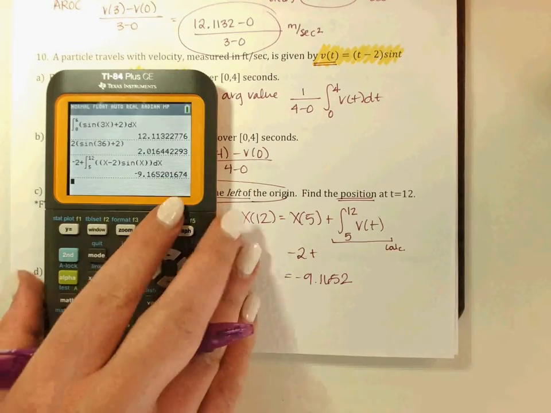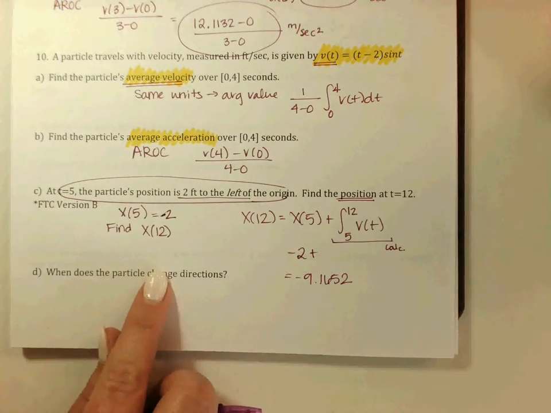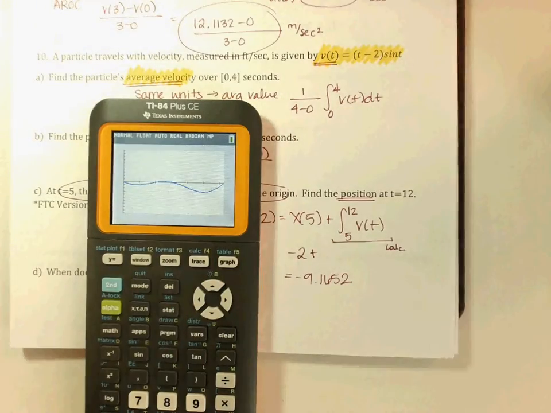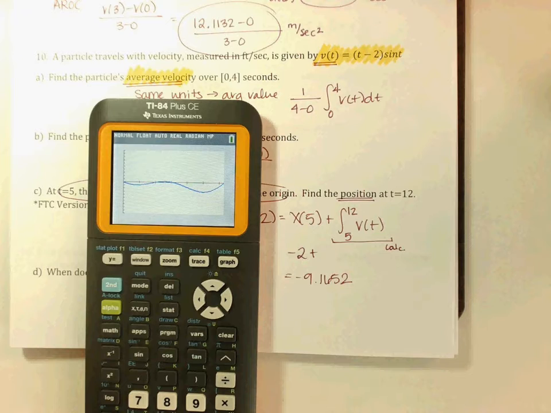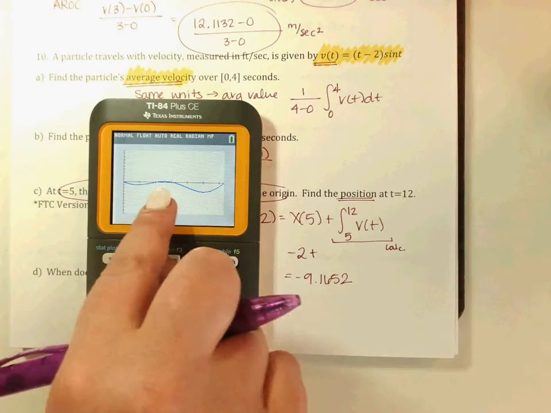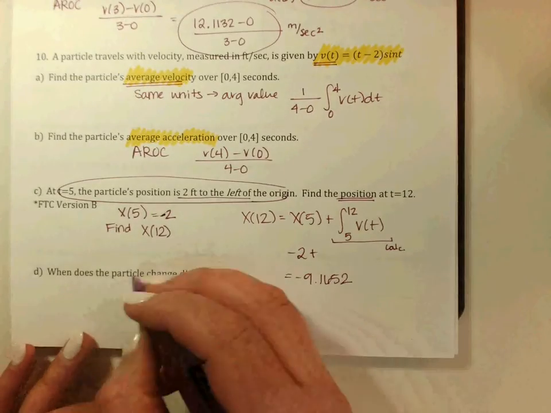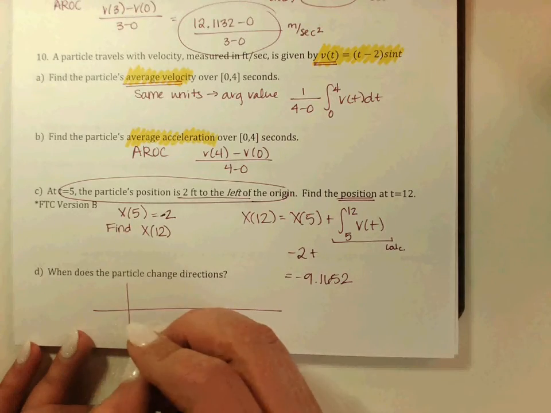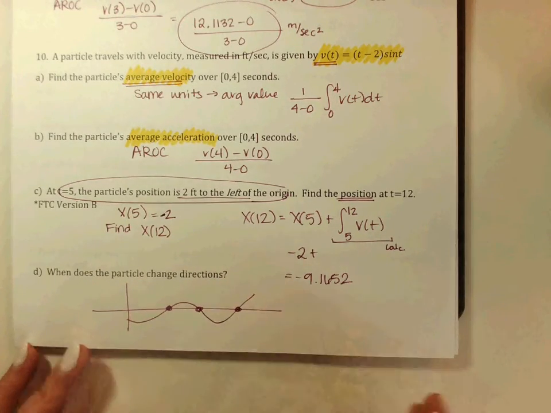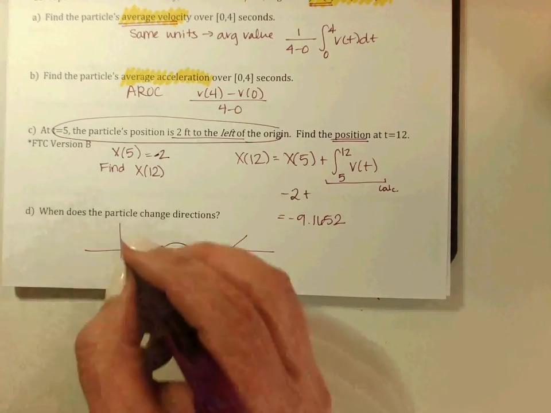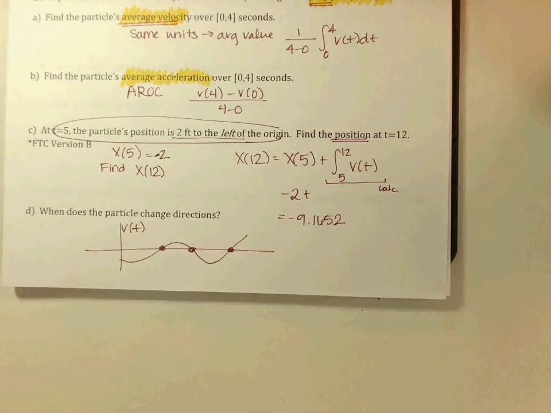How do you find when something changes direction if you have velocity? You find where it crosses the x-axis. So it would be those 2 points right there. So I'll just sketch the graph. It goes up and down. So 1, 2, 3. Those are your direction changes. So you just find those values.